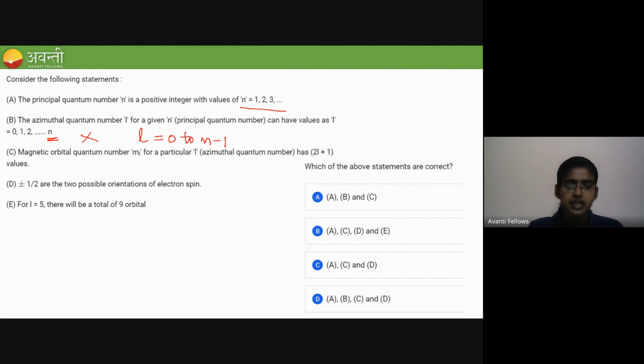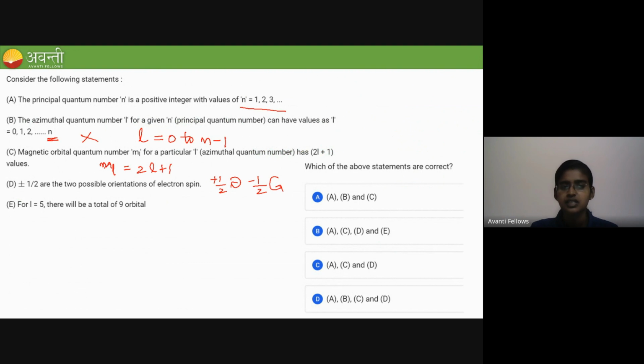And coming to C, magnetic quantum number m_L for a particular L has 2L plus 1 values. That is also correct. Total number of orbitals can be calculated using this formula. And coming to the next statement, plus half and minus half are the two possible orientations of electron spin. Yes, no other spin is possible. Only these two are the values. Plus half corresponds to clockwise direction. Minus half corresponds to the anti-clockwise direction of the spin.